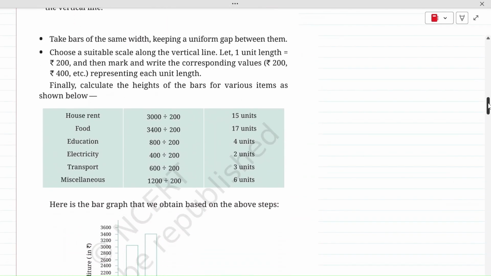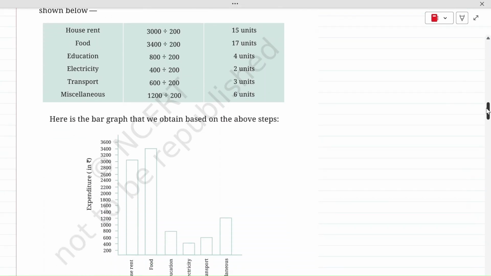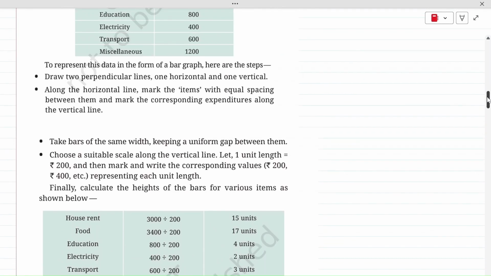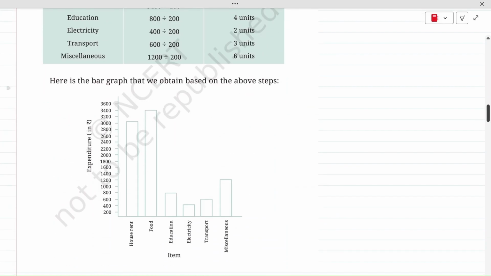Now to represent this data in the form of a graph, here are the steps. The steps are given to us, and I think they have also drawn the data here. Let's go through this. Now draw two perpendicular lines, one horizontal and one vertical. We know this, and then we have to mark this data. Let's see what they have done. On the horizontal axis, they have mentioned the name of the item on which expenditure is done, and on the vertical axis they have mentioned the amount of money they are spending.